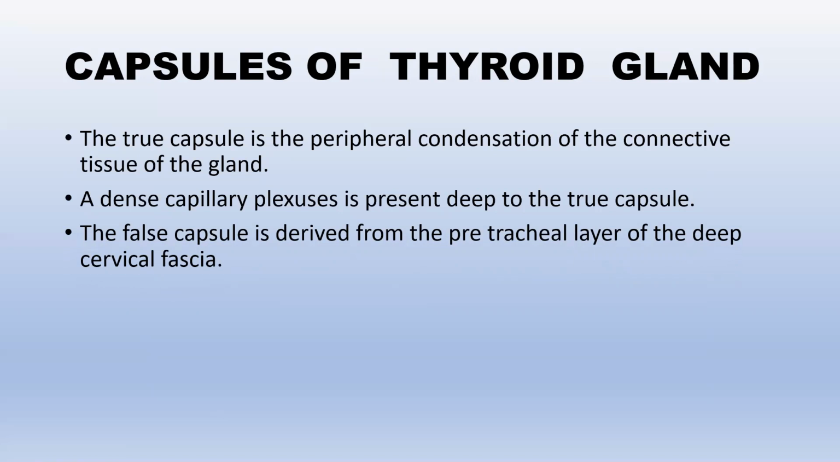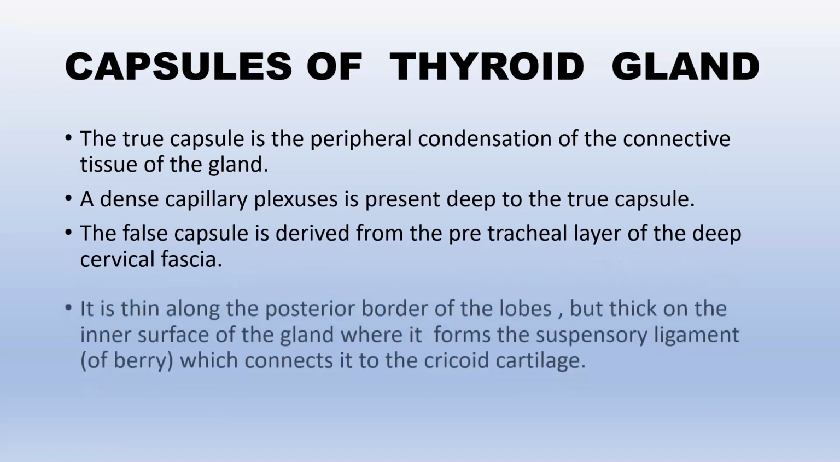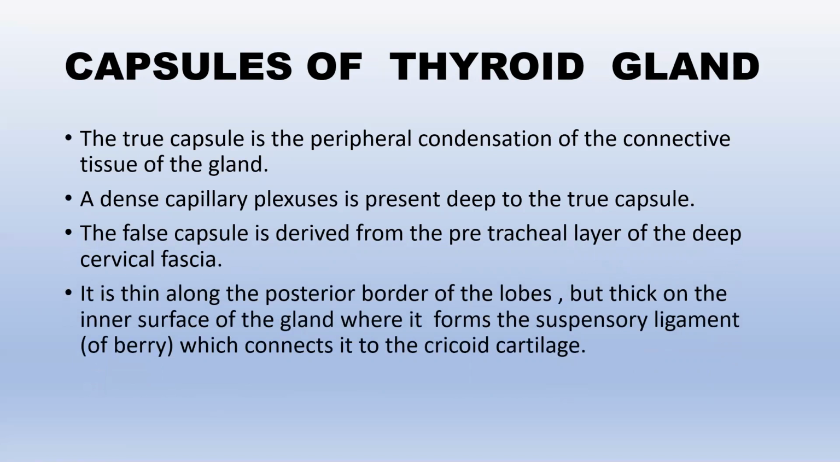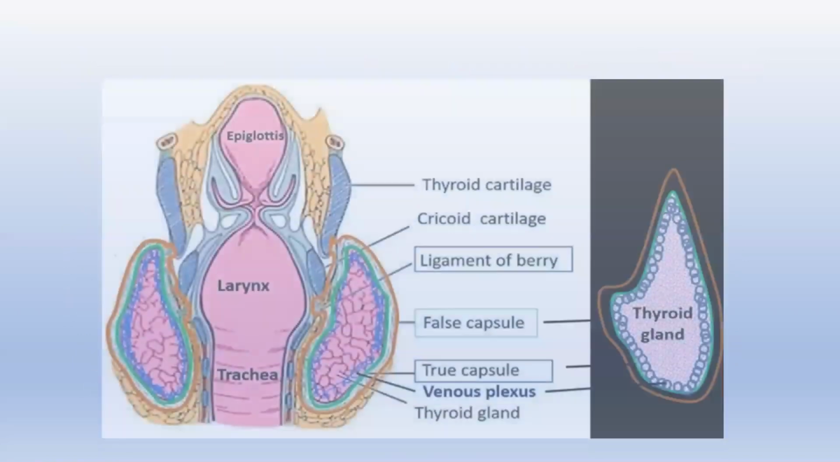We will see it in the next diagram. This false capsule is thin along the posterior border, and along the anterior border it is thick and forms the suspensory ligament of Berry, which connects the gland to the cricoid cartilage. So we will see what it is.